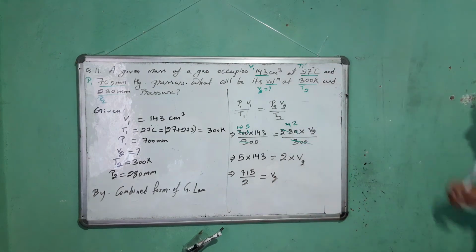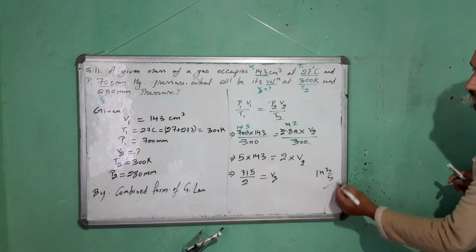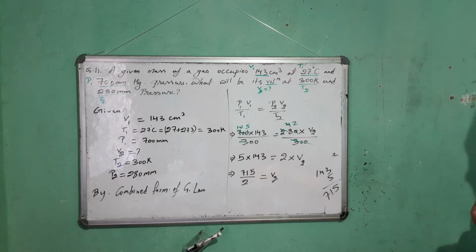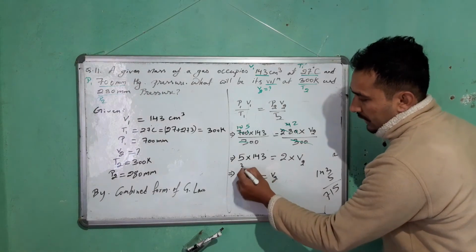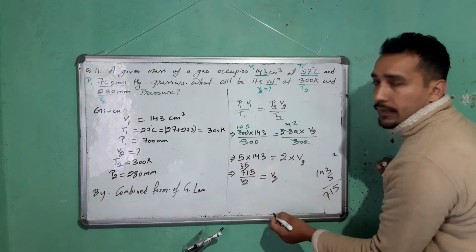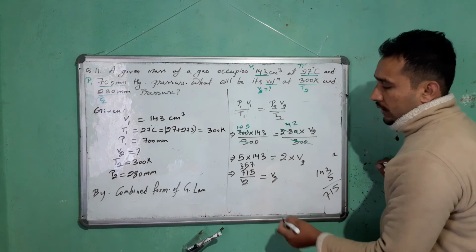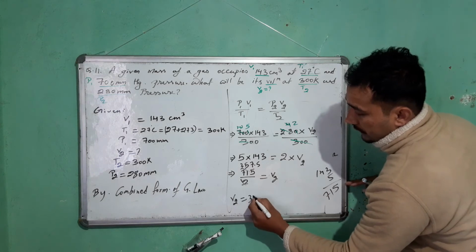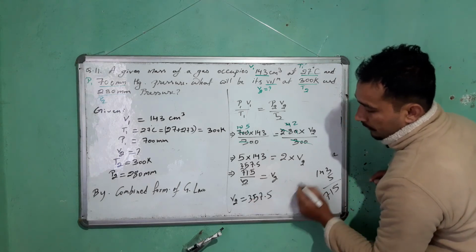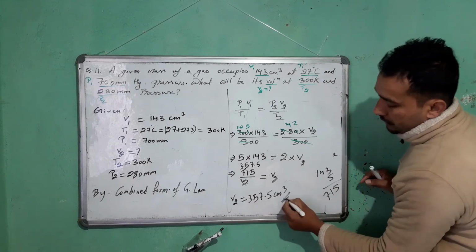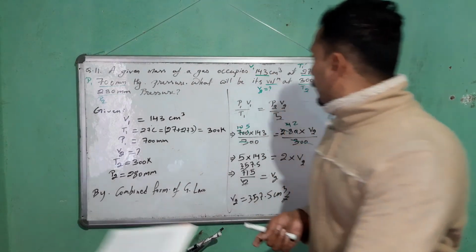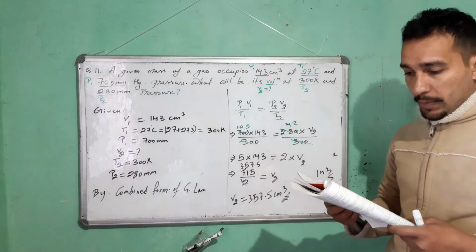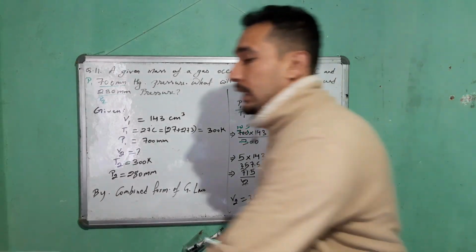Equal to V2. Let me check one second. 143 into 5. 5 3s are 15, 5 4s are 20 plus 1, 21, 2 is left, 5 1s are 5, 6, 7, 715. So 715 divided by 2 gives V2 equal to 357.5 centimeter cube. Write down the conclusion properly. Therefore, the required volume is equal to 357.5 centimeter cube.